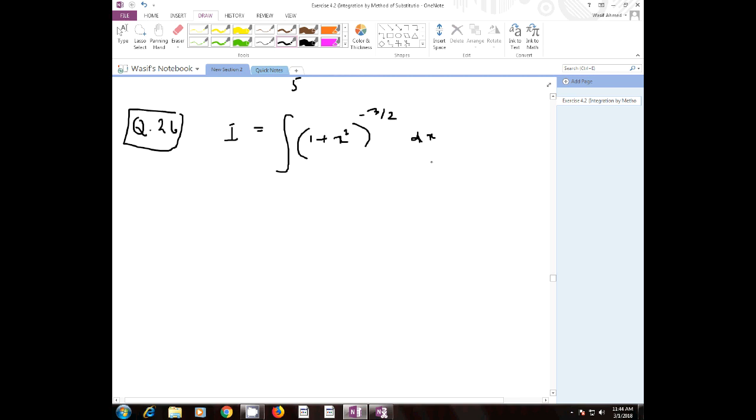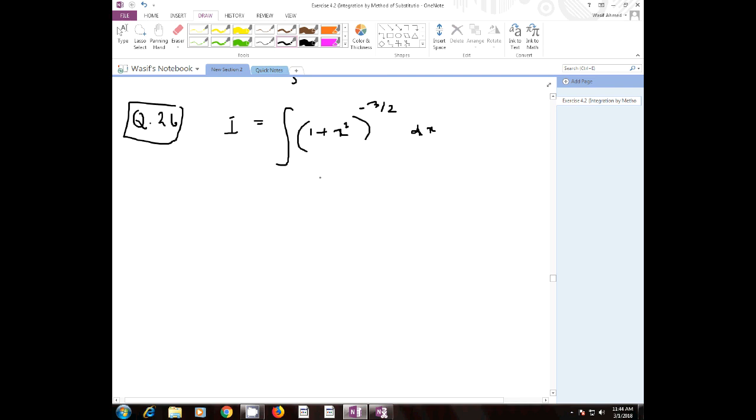And dx, it is in the form of 1 plus x square, so we have two possibilities, that we put x is equal to a sine theta, or x is equal to a tan theta, or x is equal to a sine hyperbolic theta. So here I will make use of x is equal to a tan theta. So x is equal to a here is 1, therefore need not be written. X is equal to tan theta only. Apply the differential, you get secant square theta d theta equal to dx.